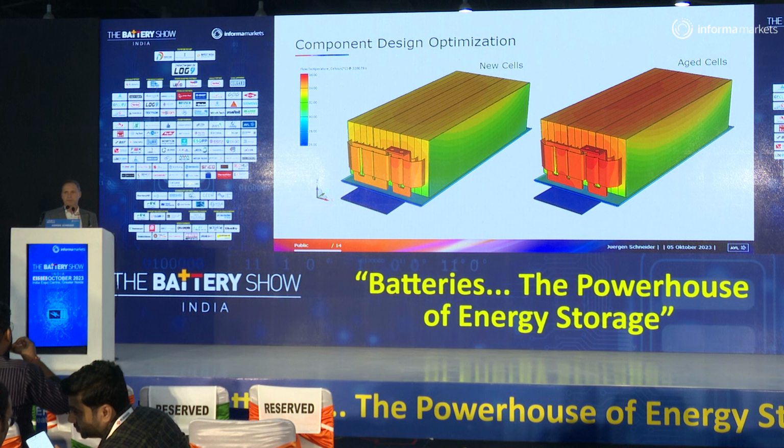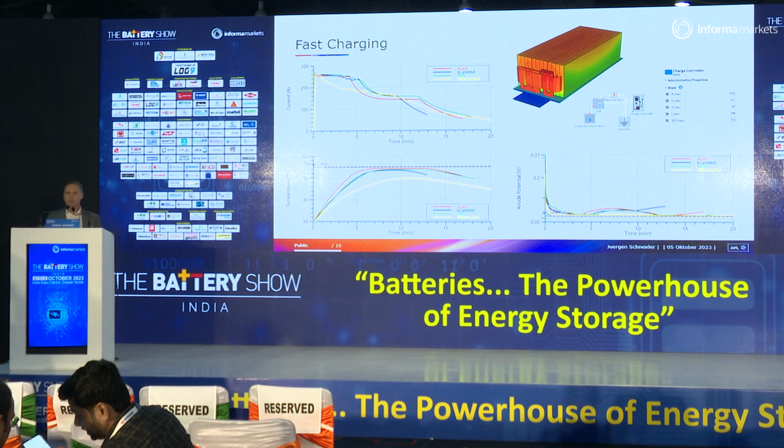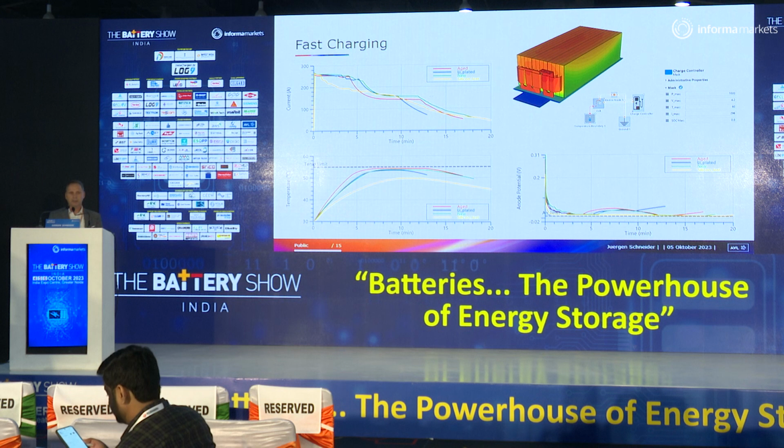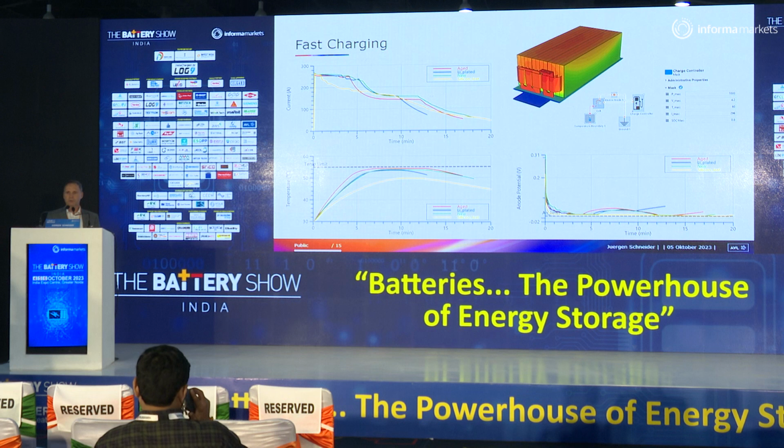So we also have electrochemical models that allow us to go to the edge of what the cell physically can handle. Like in this case, a new cell versus an aged cell, or a cell with a silicon and carbon graphite composite in the anode. What if the silicon is aged out, like in this particular case? What does it mean for fast charging? What does it mean in general for charging?